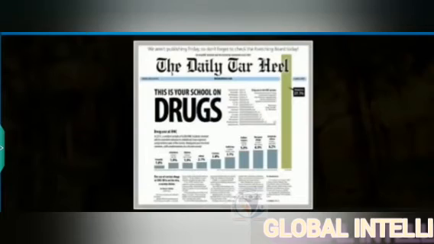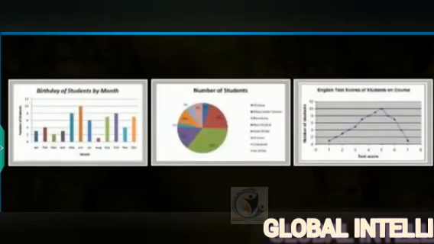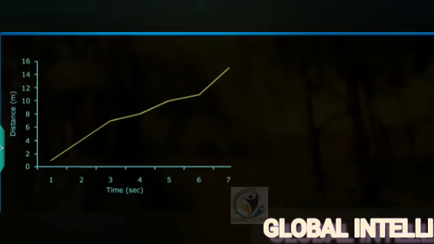Generally, newspapers and magazines use different types of graphs to present the information in an interesting way. They often use bar graphs, pie charts, and line graphs, which provide greater details of the information and make the information more interesting. For a body in motion, we can draw its distance time graph, which is a line graph.